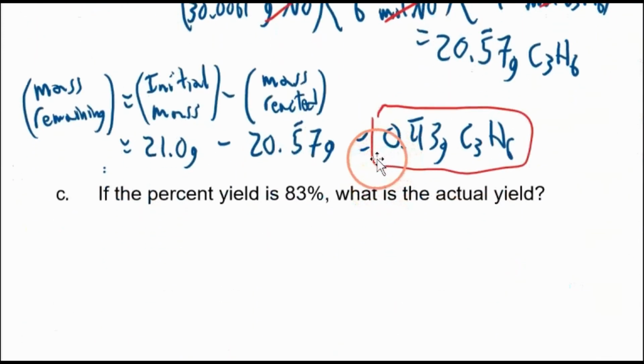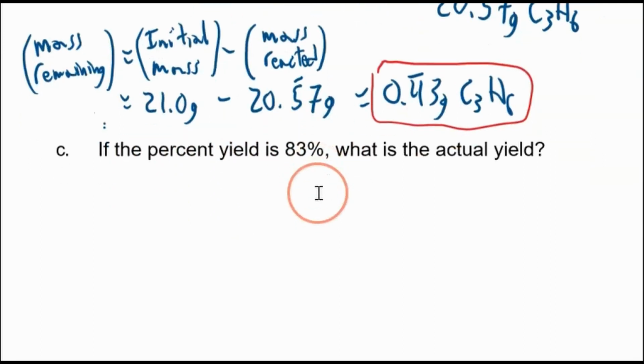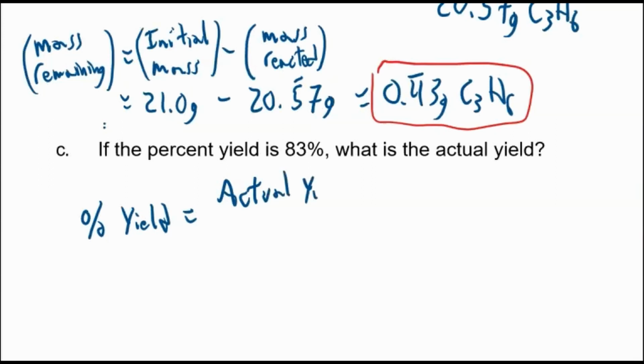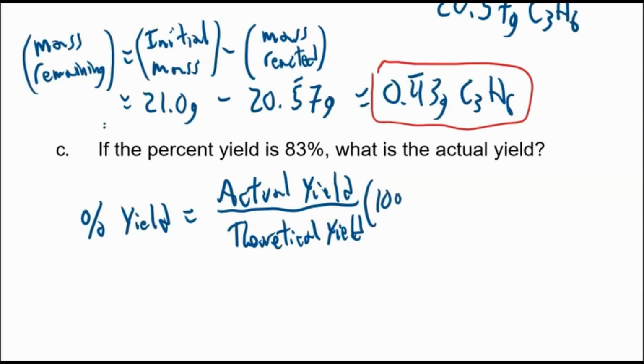Okay, life is good. All right, next, a super common part that you'll see on your midterm and final is: if the percent yield is 83%, what's the actual yield? You just kind of got to remember this equation. Percent yield equals how much you made, the actual yield, over the theoretical yield, times 100% because we want it in a percent. I remember this as A over T, so it's in alphabetical order. Percent equals A over T, just like that.